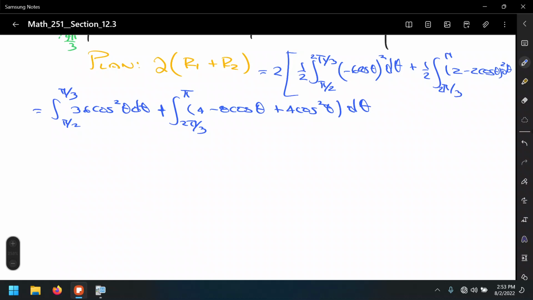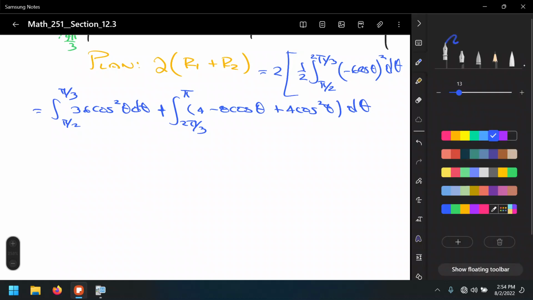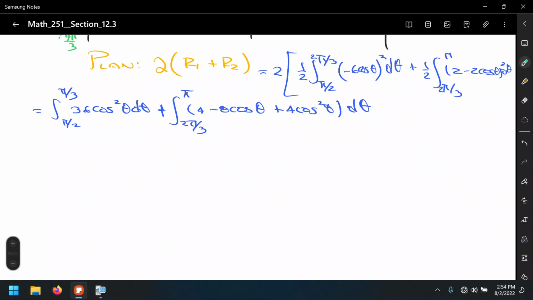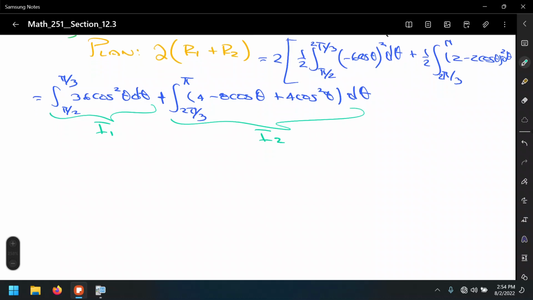So to have a better organization here, we label this as I1, I2. Notice this is no longer R1 and R2. This is just I1 and I2 to denote the result of the integral 1 plus the integral 2. So let's do one at a time.